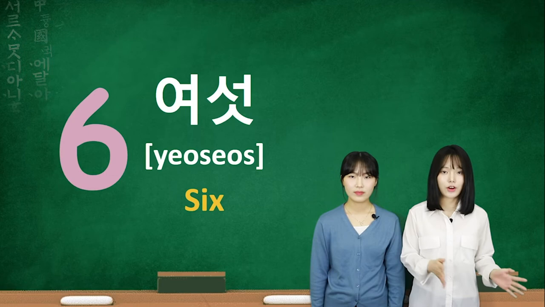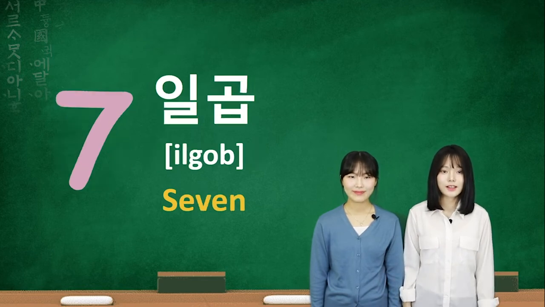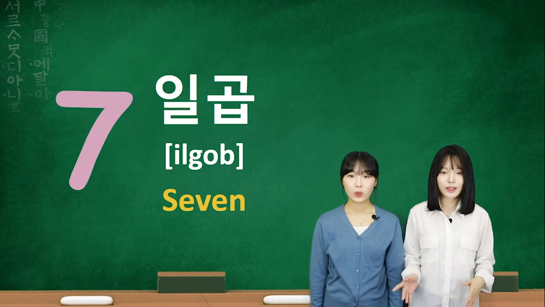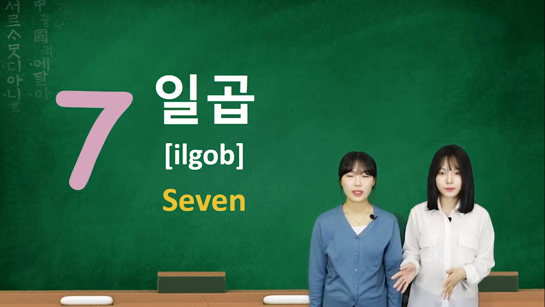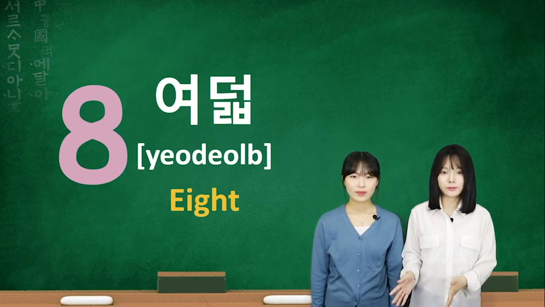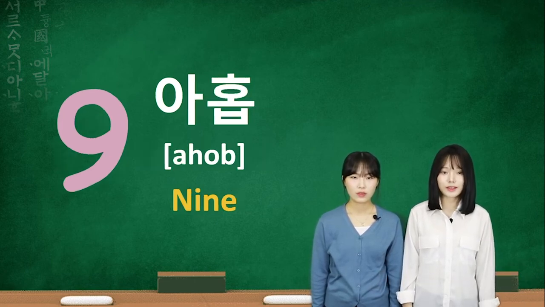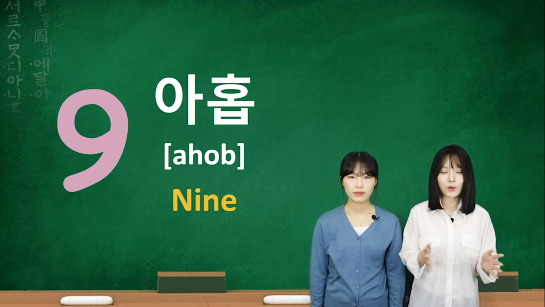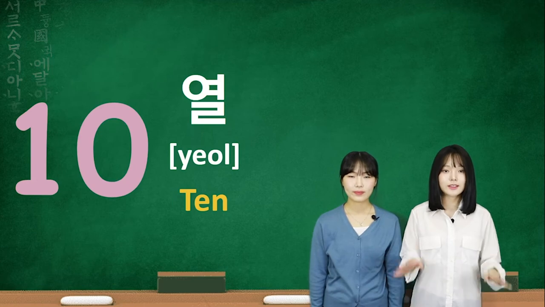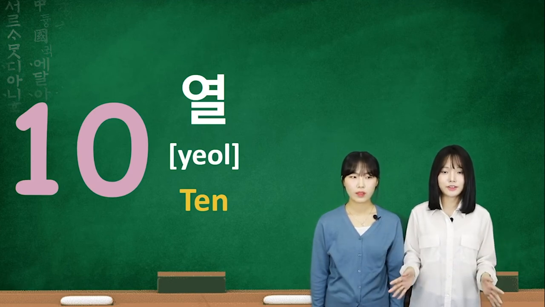Next, 여섯 is six. Repeat after me. 여섯. Next, 일곱 is seven. Repeat after me. 일곱. Next, 여덟 is eight. Repeat after me. 여덟. Next, 아홉 is nine. Repeat after me. 아홉. Next, 열 is ten. Repeat after me. 열. Excellent.